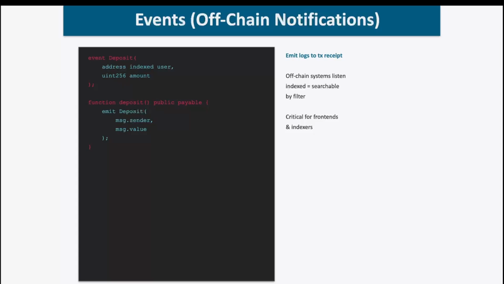Off-chain systems can filter, give me all deposit events from this user. The amount is not indexed, so you can't filter by that as efficiently. Use indexed for parameters you'll commonly filter by. Events are critical for front ends and indexes. They're how applications stay in sync with the blockchain. Every serious smart contract emits meaningful events. It's not optional, it's expected.